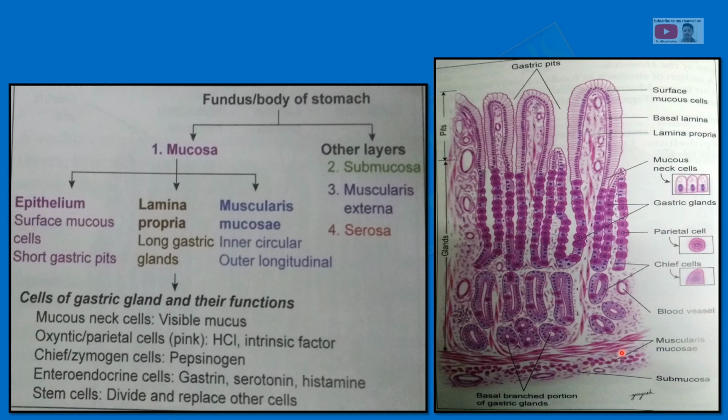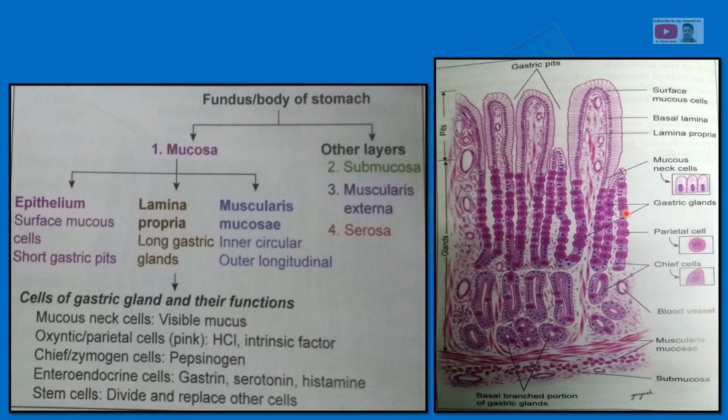As we have discussed, it has four types of additional cells. This is the mucus neck cells. You can see here these mucus neck cells are visible in the mucus area, so in this area we can appreciate the mucus neck cells. Here it looks like a simple columnar epithelium with round nuclei. Then these are the oxyntic or parietal cells.